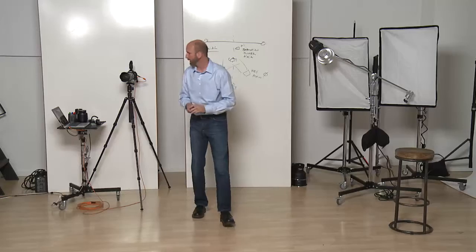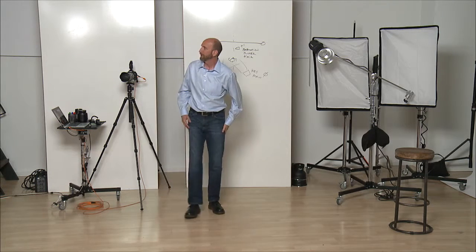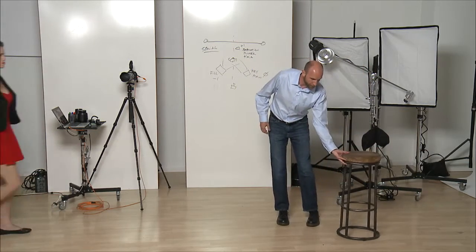Okay, so the basic 3-light setup, that's the diagram. We're actually going to do it. So Lex is going to come out here, and we are going to start shaping this light. And we're going to meter this as we go.